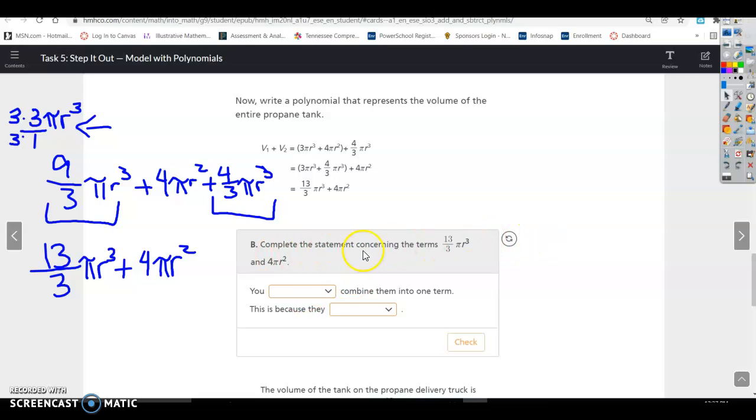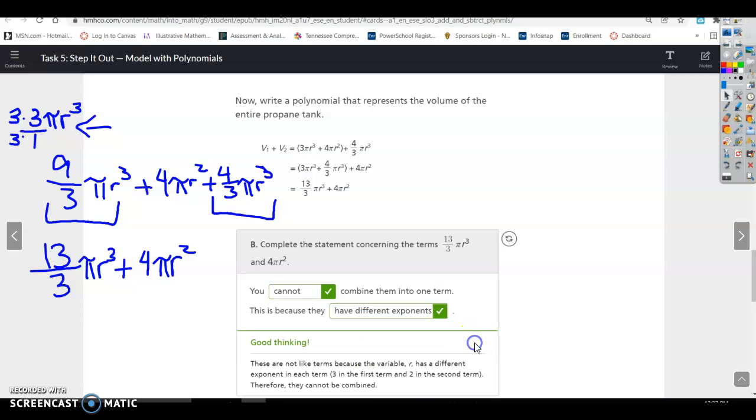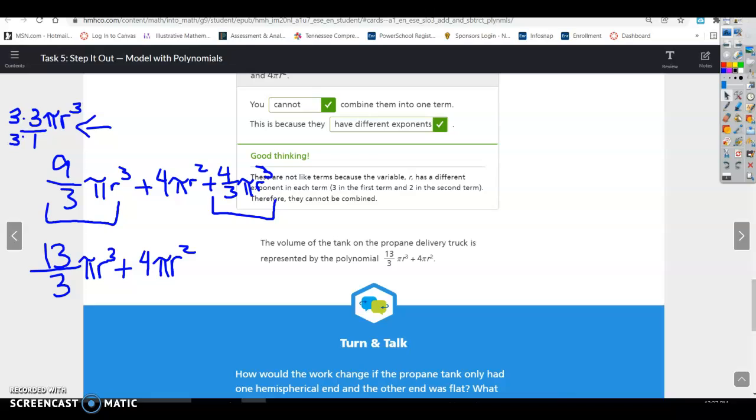All right, so it says complete the statements concerning the terms 13 thirds pi r cubed and 4 pi r squared. You blank can combine them in one term. All right, this is a pi r cubed and a pi r squared. Because the exponents are different, you cannot combine them into one term. So the volume of the tank of the propane delivery truck is represented by the polynomial 13 thirds pi r cubed plus 4 pi r squared. So this would be our final answer.